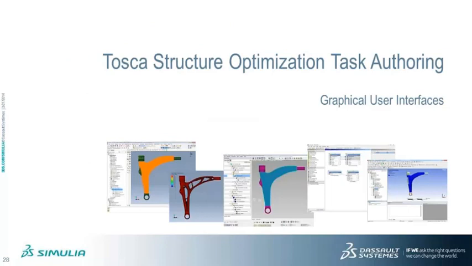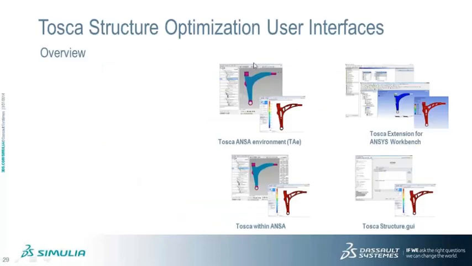Let's go now to the authoring possibilities with the new version of Tosca. Yes, as we earlier mentioned, Tosca Structure is really an open solution working with Abaqus, MSC Nastran, and ANSYS as well. So we're also offering a lot of possibilities to author your optimization tasks. So far this has been the Tosca ANSA environment, which is a subset of the ANSA preprocessor, which is widely spread within the automotive industry. ANSA is actually a product of BETA CAE Systems from Greece, and we're using this Tosca ANSA environment to offer an authoring tool to author optimization with Tosca.